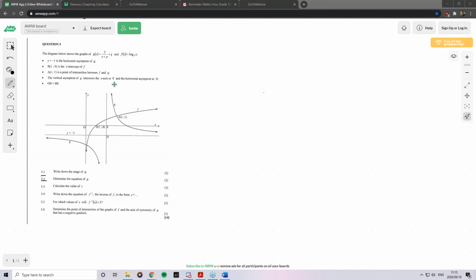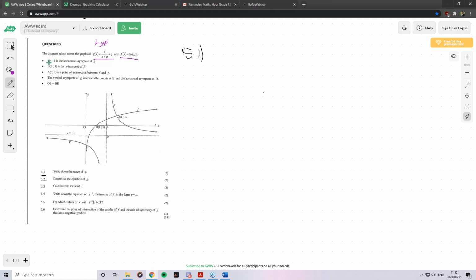Okay, already done. All right, so 5.1. With questions like these, once again, I like to read through all the information first. They said I have a graph of g(x) = 2 over (x + p) + q. Now, this is a hyperbola just because of the form, 2 over (x minus p) plus q. And f(x) is equal to log base 3 of x, so this is the inverse of an exponential.